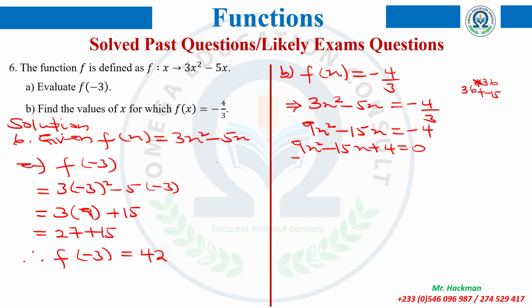So this gives us 9x squared. You use the factors to split this. So -12x, then minus 3x, plus 4. Do you agree?